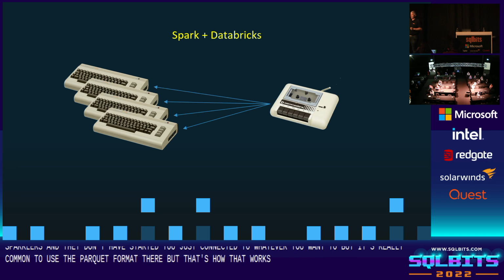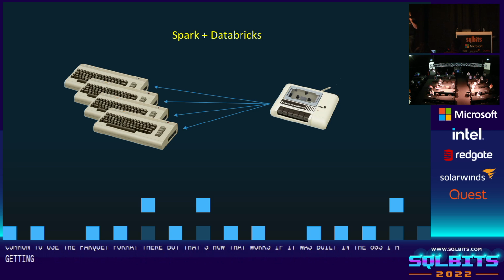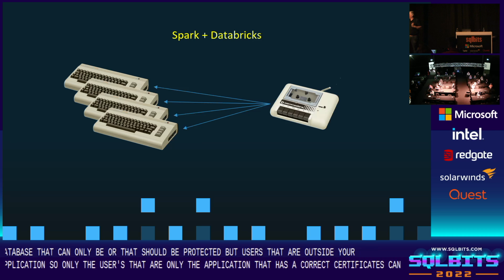So this is what an actual Spark cluster looks like, if it was built in the 80s, I'm guessing. Who was a Spectrum person when they were younger? Only the old people are raising their hands. What is a Spectrum? I'm a Commodore 64 guy when I was younger. Got a thumbs up there, yay.